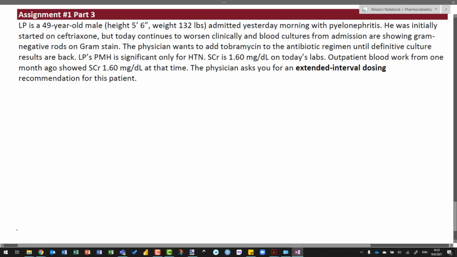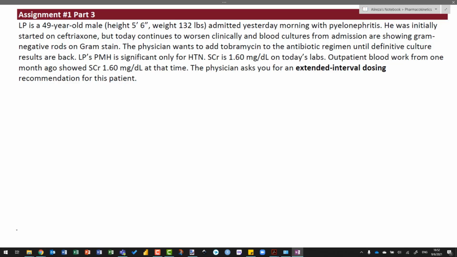All right, now for the next part, LP is a 49-year-old male, height 5'6", weight 132 pounds, admitted yesterday morning with pyelonephritis. He was initially started on ceftriaxone, but today continues to worsen clinically, and blood cultures from admission are showing gram-negative rods on gram stain. The physician wants to add tobramycin to the antibiotic regimen until definitive culture results are back.